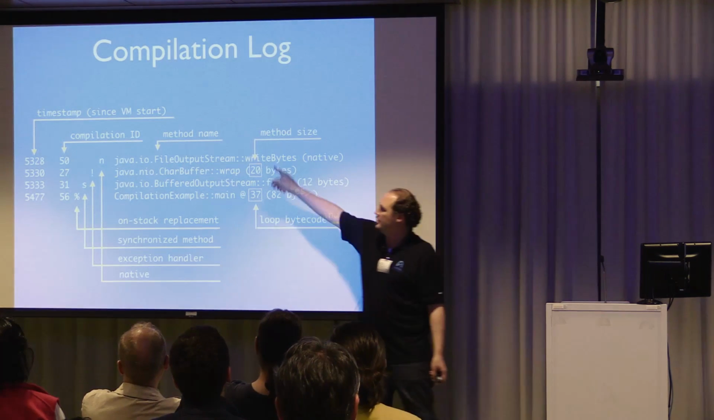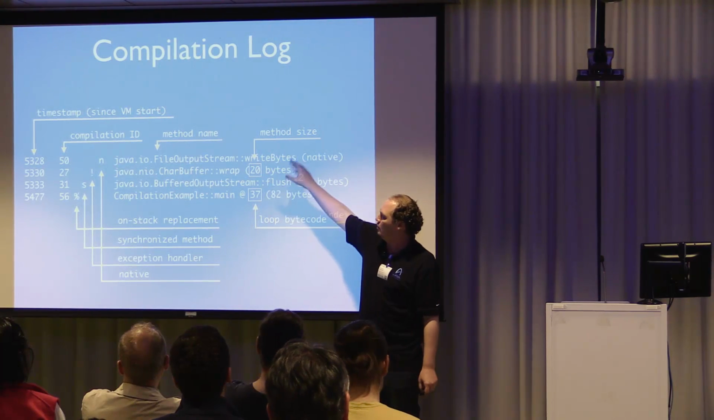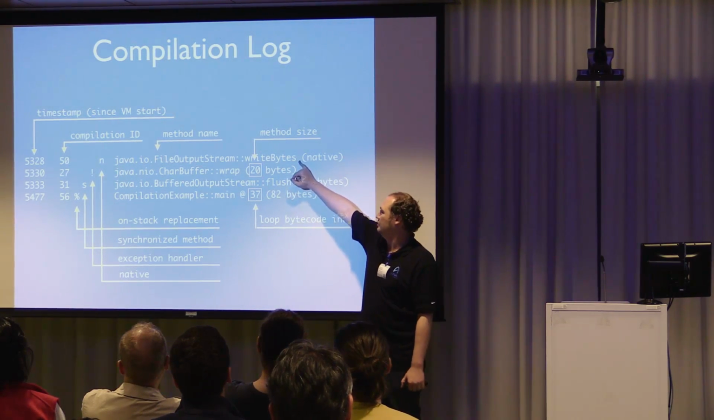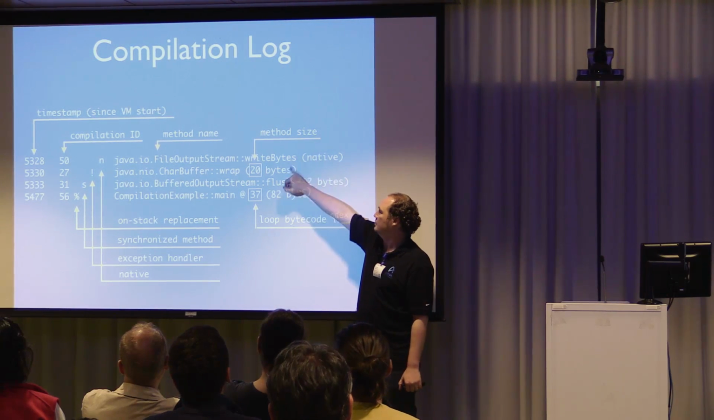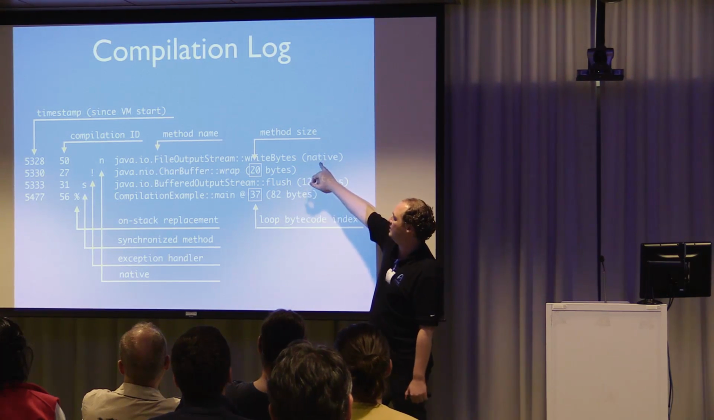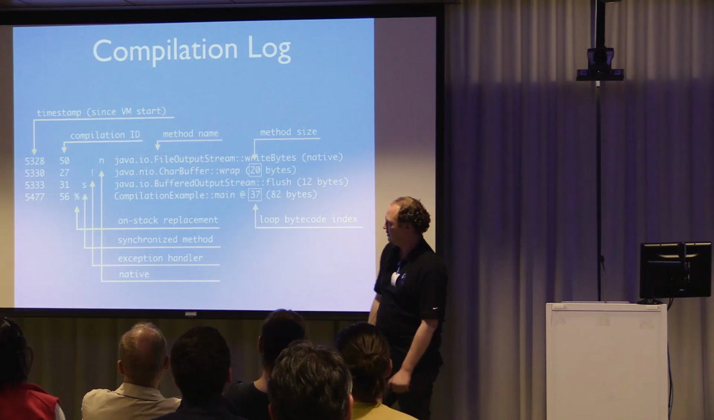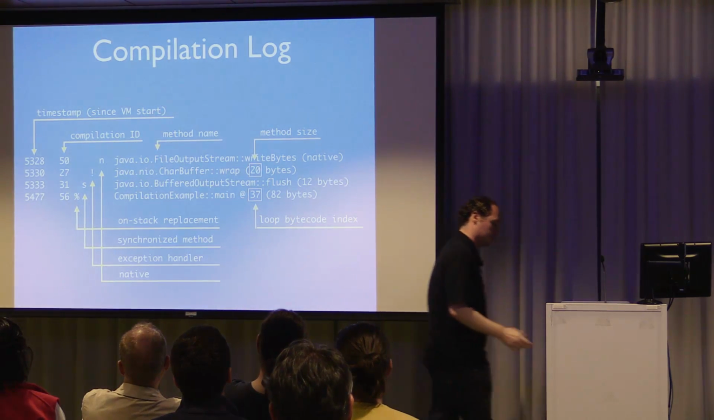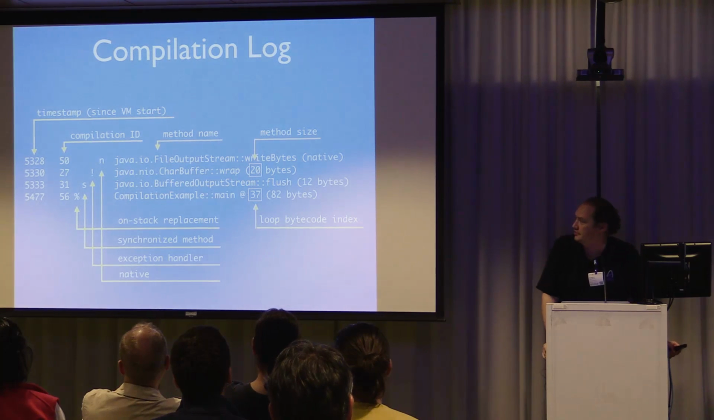Then we have a method name. No arguments included, which is important later. And the method size in bytes. And if it's a native method, it just says native. And then we have all these little funny single characters. The N is for native, so that's redundant.